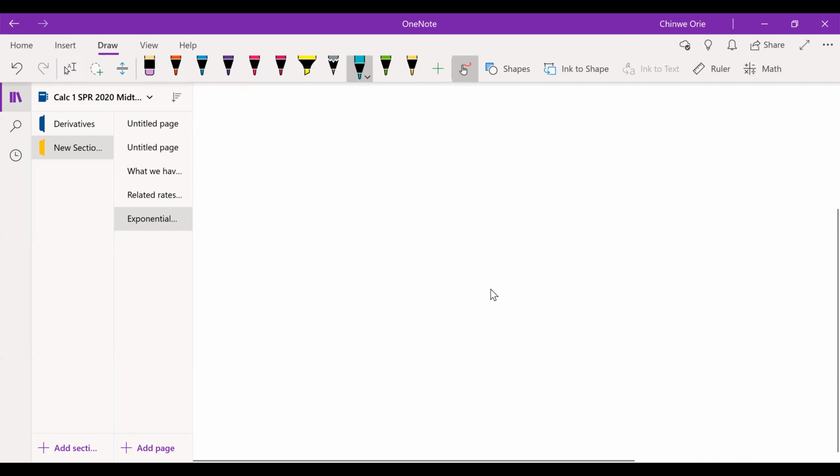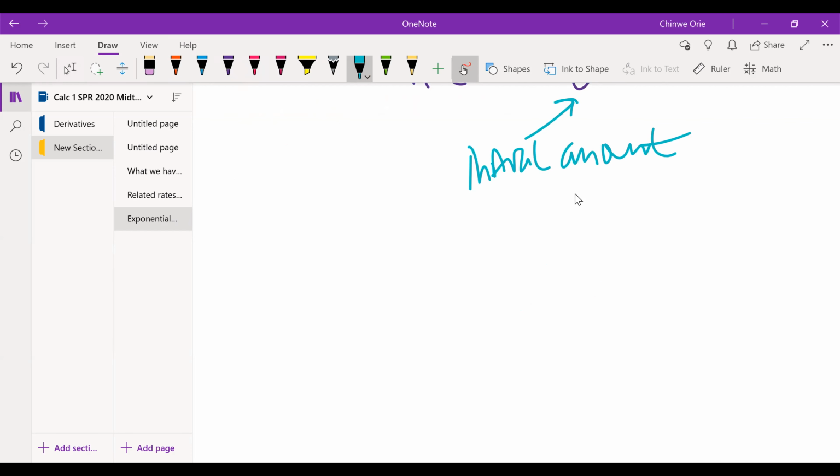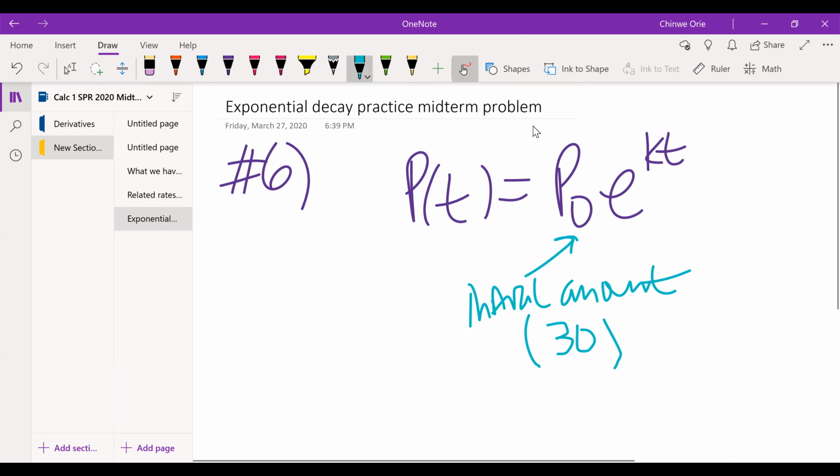So the initial amount is 30. Okay. So it's either B or D. Now, your main question is whether or not it's negative. Well, let's think about it. What is K? We have K and T as part of the exponent here, right? So is K negative or is K positive? What happens if K is negative?